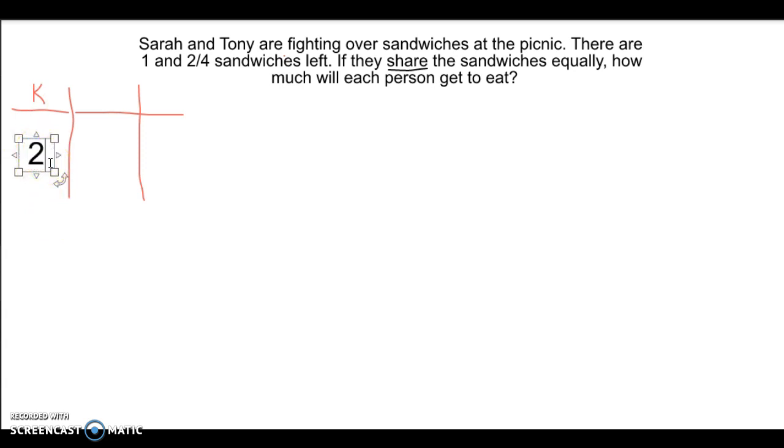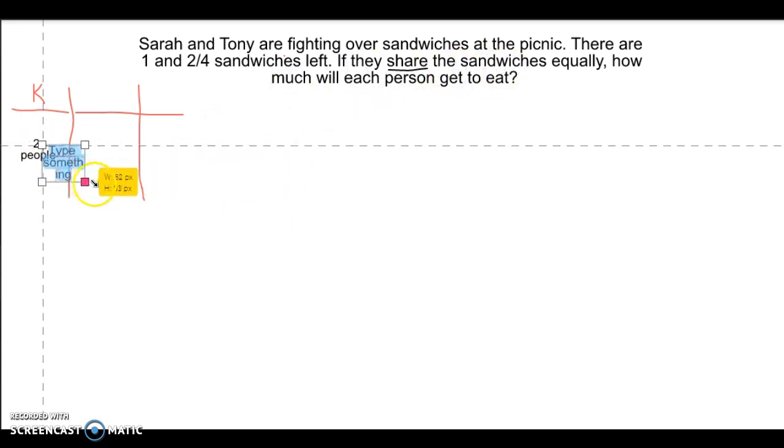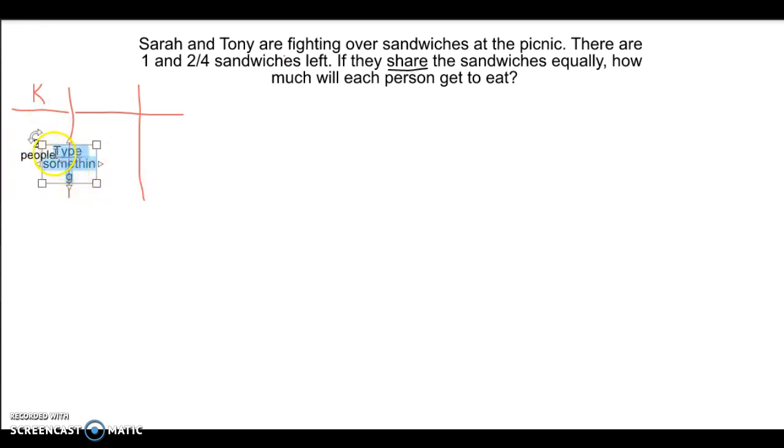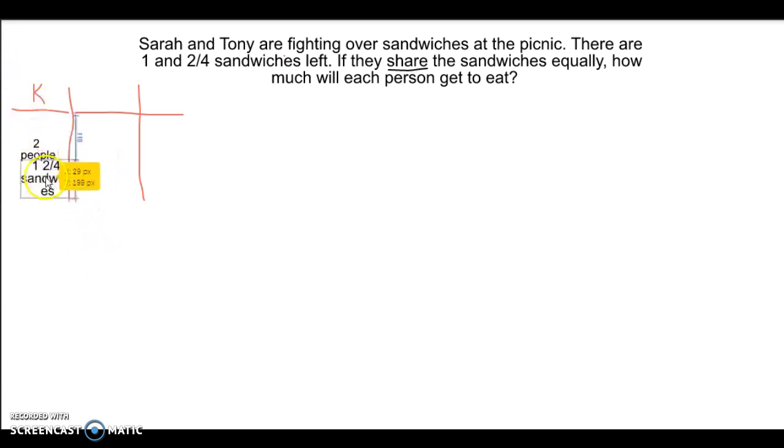So I'll go ahead and add that. 2 people. All right, something else I know for certain. We are sharing 1 2/4 sandwiches. So there's 2 people, but there's 1 2/4 sandwiches. Be patient with me. This is my first time using the screencasting software, so we will work through it together. Whoops. All right, so we've got 1 2/4 sandwiches.